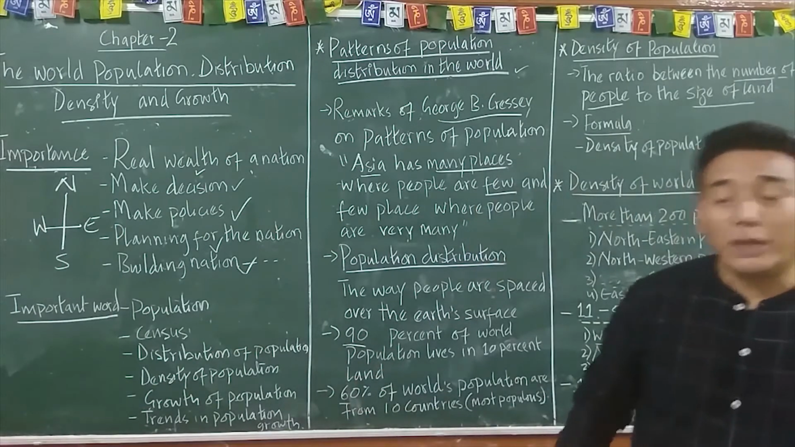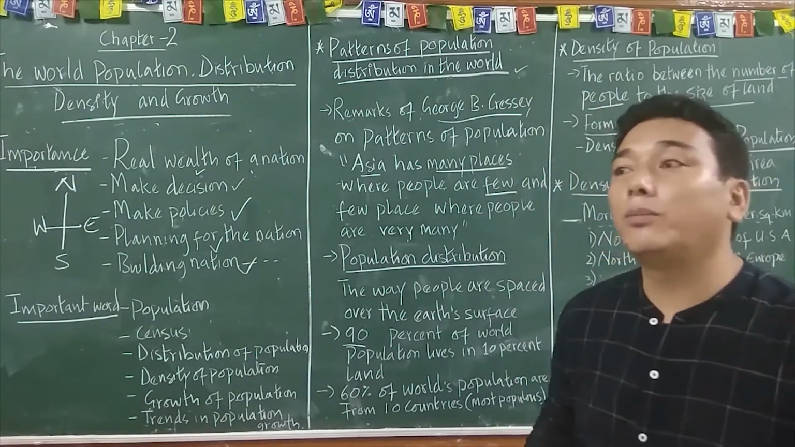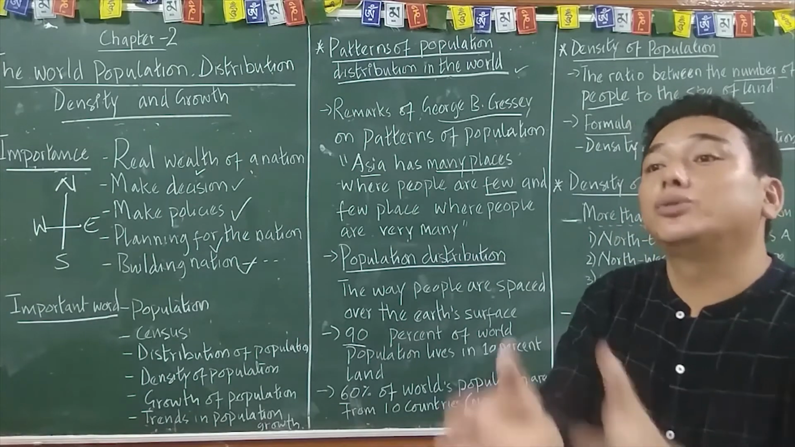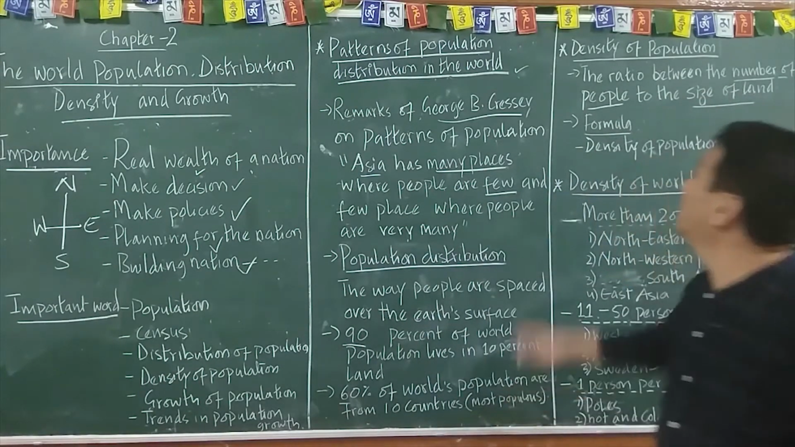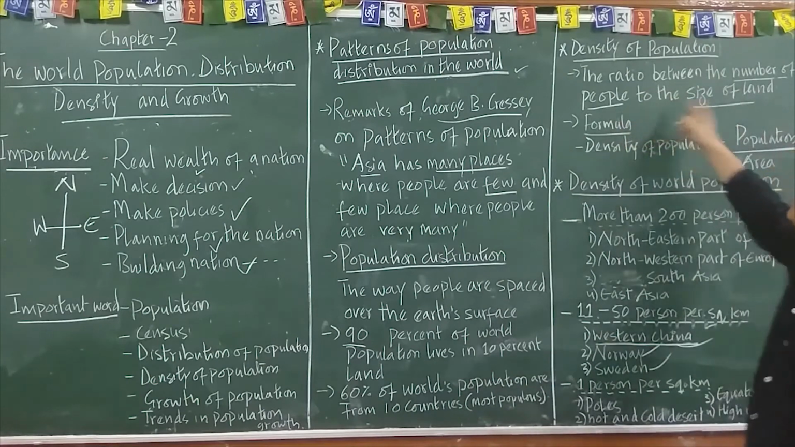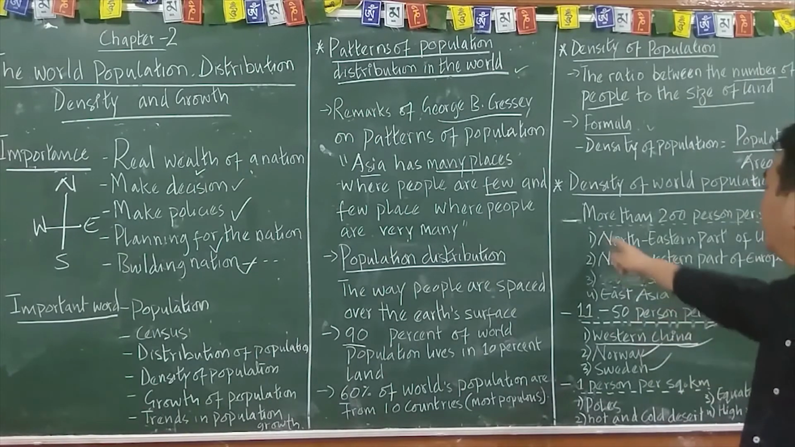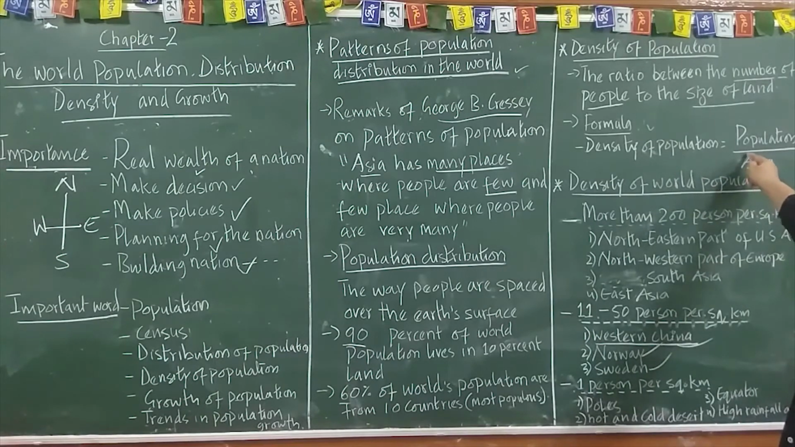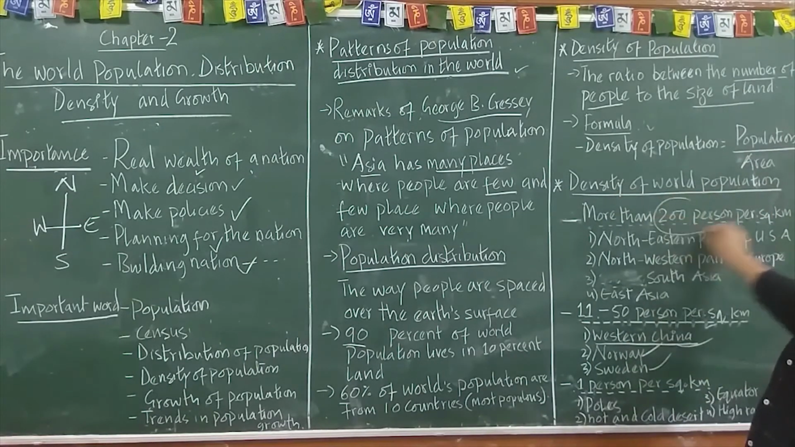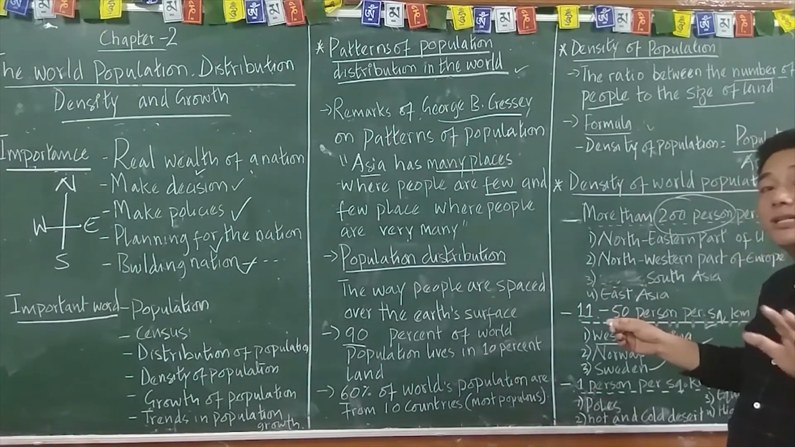The most populous countries are shown in the table. Then the density of population is the ratio between the number of people and the size of the land. The formula: density of population equals population divided by area. It is measured as the number of people per square kilometer.